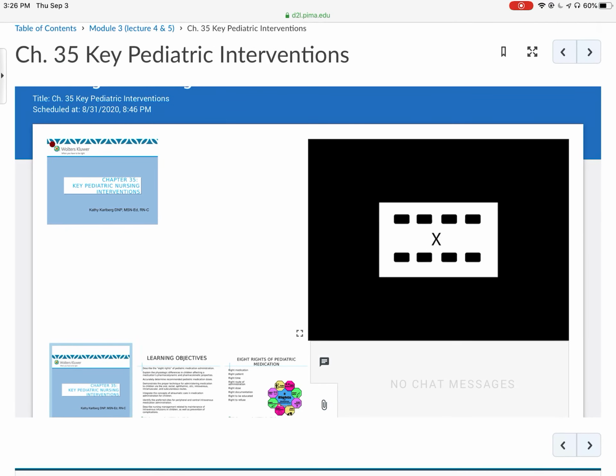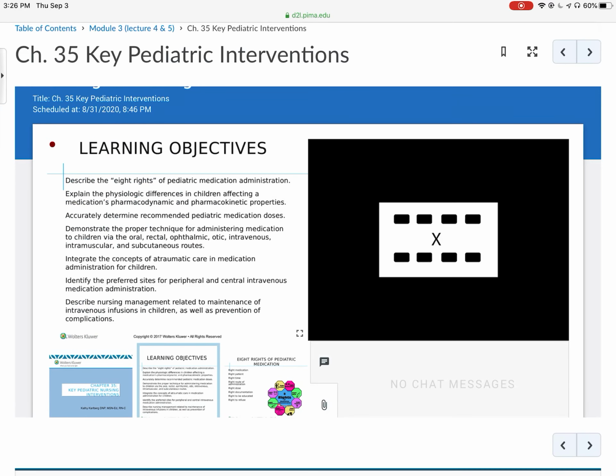Chapter 35, Key Pediatric Nursing Interventions. We're going to talk about the 8 rights of pediatric medication administration. We're going to talk about some of the differences in the pharmacodynamic and pharmacokinetic properties. We're going to talk about some medication doses and how to give medications. We're going to integrate some of the atraumatic care. We learned a little bit about that in one of the other chapters. We're going to talk about some IV medications and then nursing management for infusions.